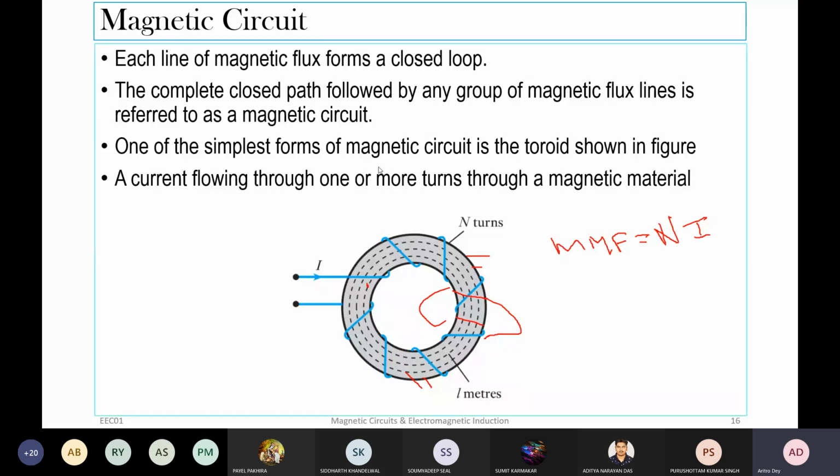And if we have a toroid kind of thing like the way it is shown here, we'll have circular flux lines within the magnetic material. If there is a current I flowing, and if there are N number of turns, then the total magnetomotive force as per the Ampere circuital law is N into I. And then we will get the flux lines from here. How the flux will link with the MMF is very simple, if we move to the next slide.